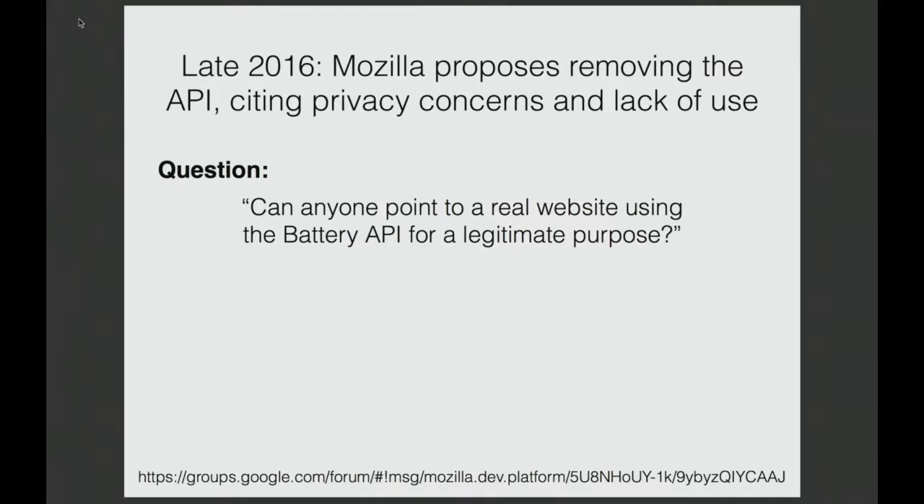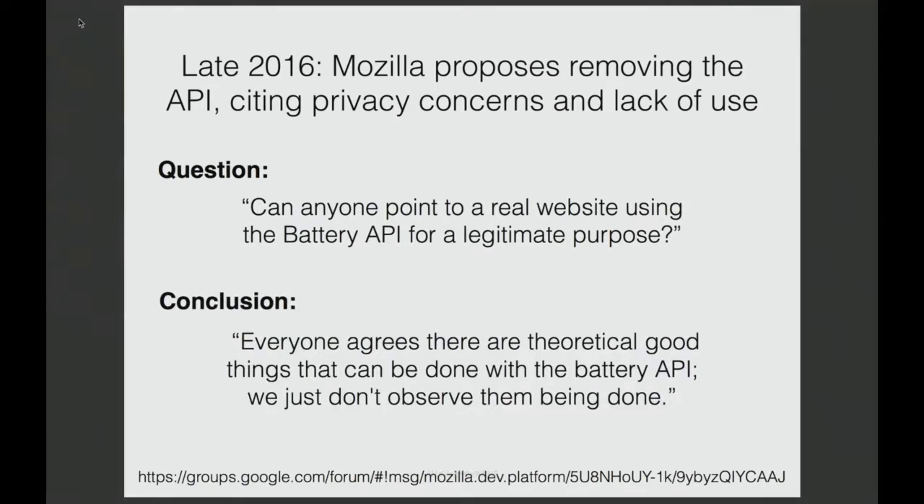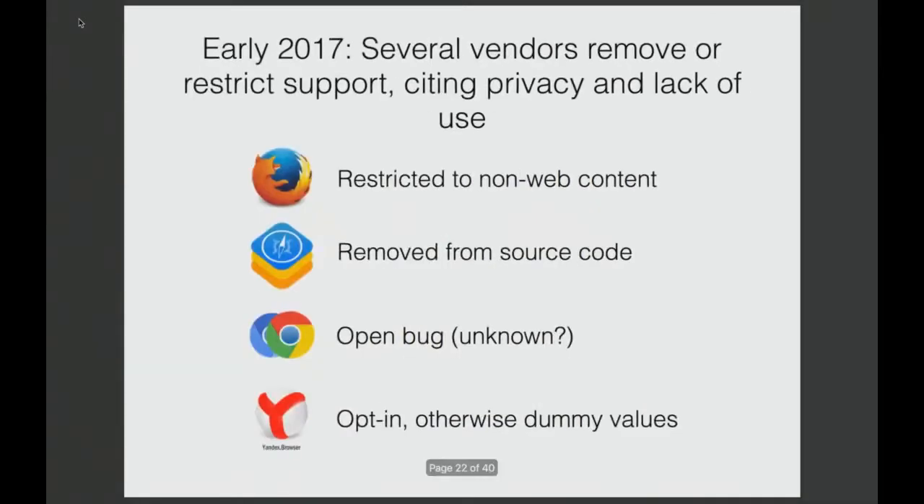And after some back and forth, one of the last posts in the thread said, OK, so everyone agrees there are some theoretical good things that can be done, but we just don't observe them. And then early 2017, they ended up restricting it to non-web content. So the browser could obviously still use the API, but no one could on the web.